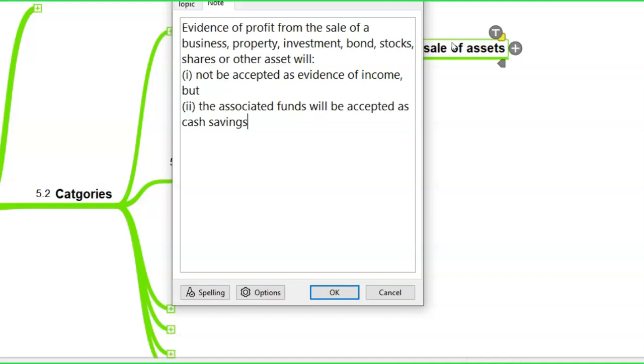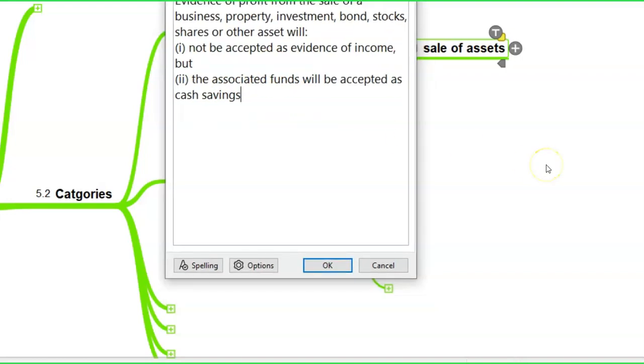So what you need to do, once you've sold some assets or some property, is put the proceeds in your bank account and then wait for another 6 months, and then you will be able to rely on this as your cash savings. And I'll discuss the cash savings in more detail when creating a video about category D.